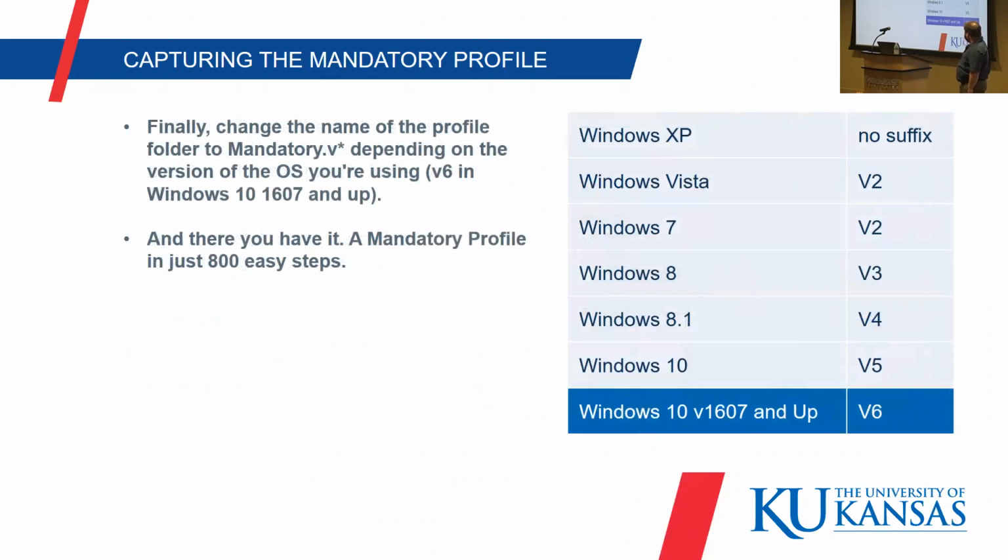And finally, you need to change the name of the profile that contains that mandatory profile with a suffix. Right now, the suffix number is V6. It seems to increment every year or two. I expect in a year or so we'll probably be doing V7. And there you have it, making a mandatory profile in 800 easy steps.